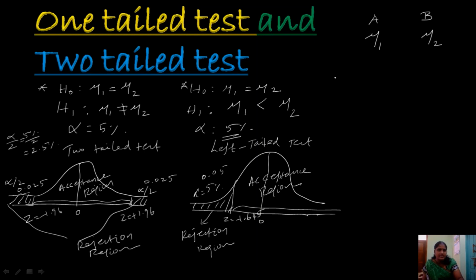Let me move on to the next case. H naught, that is mu1 is equal to mu2. Here I have to take my alternative hypothesis. Suppose the mean life of the car batteries produced by company A is superior to that of B, then in such cases my alternative hypothesis is mu1 is greater than mu2. Here itself I take the level of significance alpha as 5%.